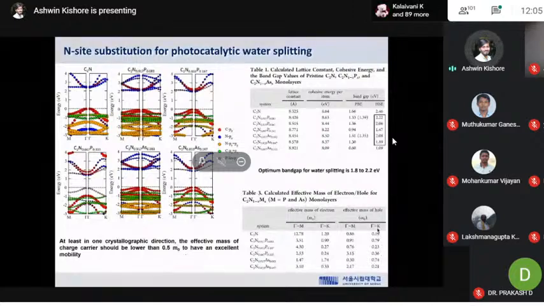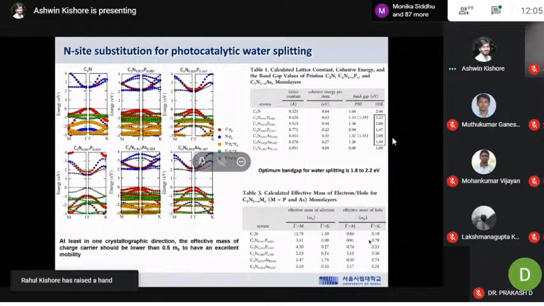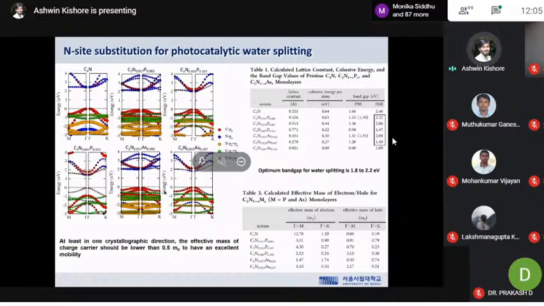If you see here along gamma to K, for the substituted systems it is around 0.23, 0.26, and here 0.27, 0.24. So these are promising materials for water splitting because they have an optimum band gap value, the absorption spectra is also in the visible part, and they have really good carrier mobility. So these two are the promising materials for water splitting.